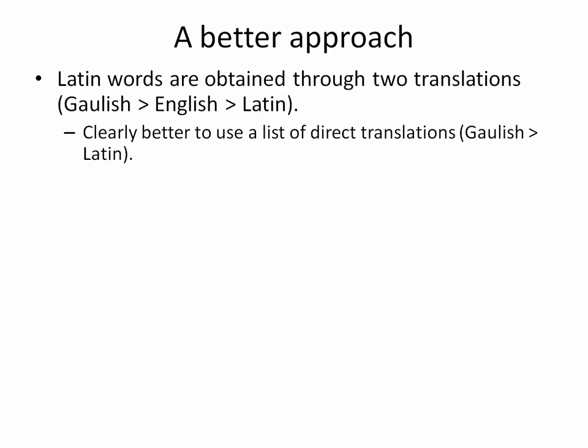The approach that has been taken in this analysis is of course quite limited. We should now discuss how a better approach may actually take place. The Latin words obtained in this analysis are done through 2 translations, first from the Gaulish to English through the available sources that I have, and then from English to Latin. It is clearly better to use a list of direct translations that go directly from Gaulish to Latin.